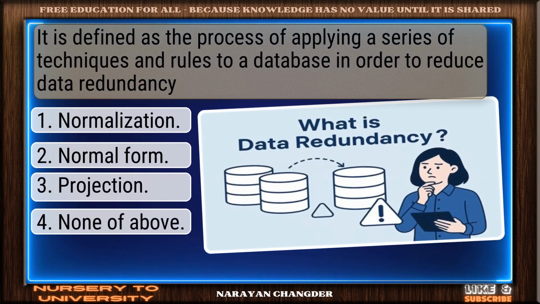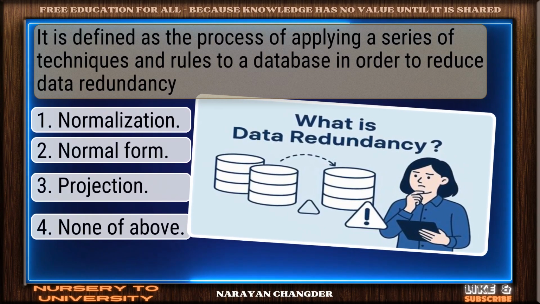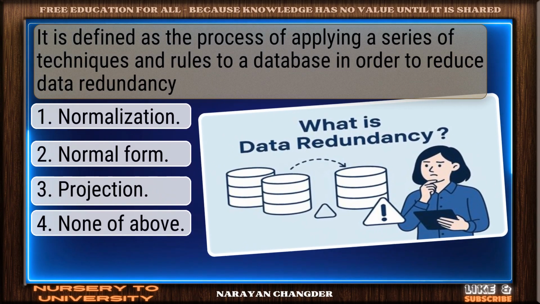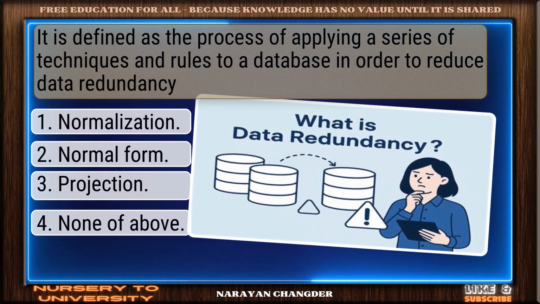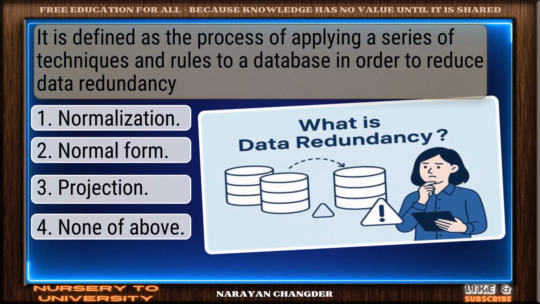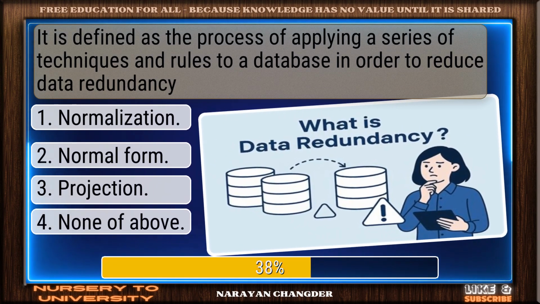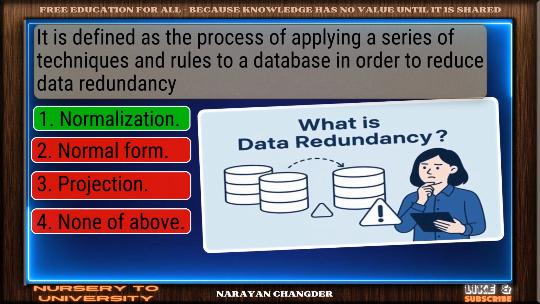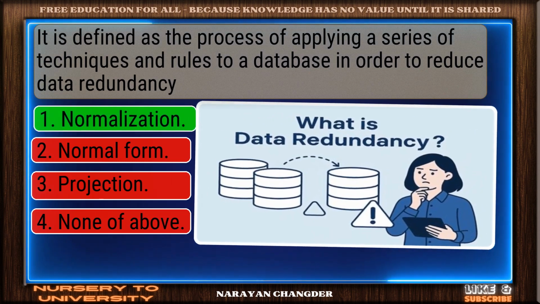Question number 2. It is defined as the process of applying a series of techniques and rules to a database in order to reduce data redundancy. Bravo. Normalization is the answer.